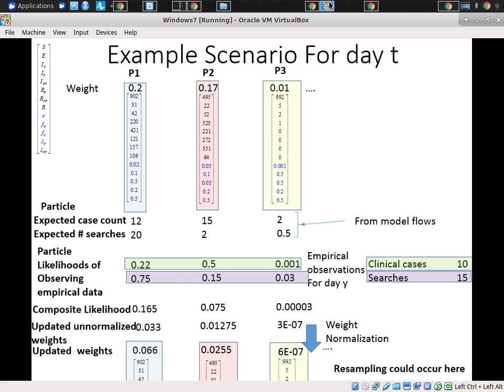And remember, this whole process does not change the particle's beliefs. It does not change the belief of any one particle. If you had a particle that believes something is the case right now at the start of this update, it's going to believe the same thing later. The only difference is its weight is different.